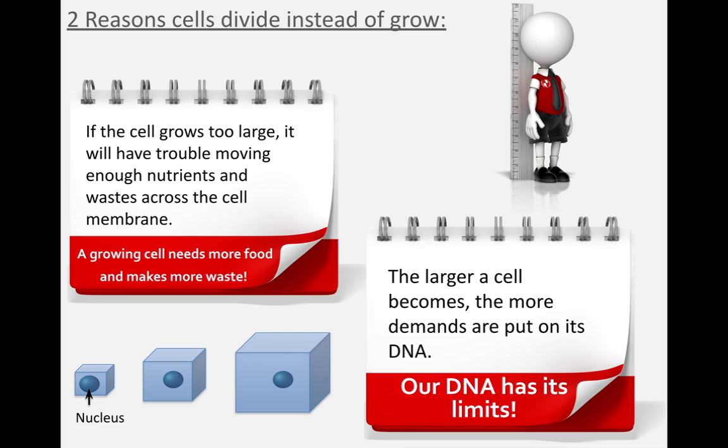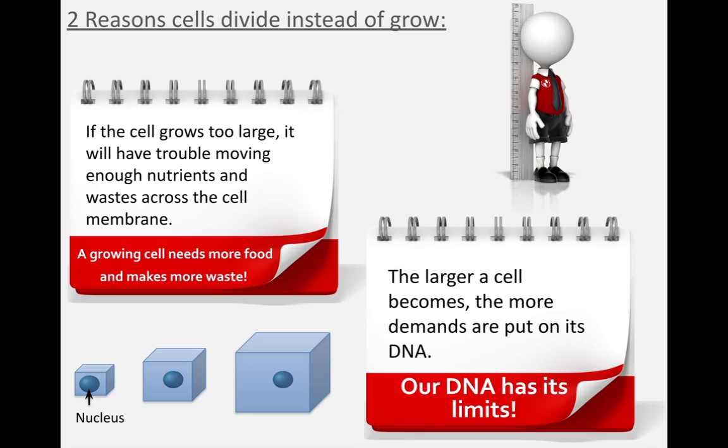So there's two reasons that cells divide instead of grow. If a cell grows too large, it has trouble moving enough nutrients and wastes across the cell membrane. So a growing cell needs more food and it makes more waste, and it just gets to the point where it cannot, through transport means, move those things across the cell membrane at an efficient enough rate to keep the cell alive.